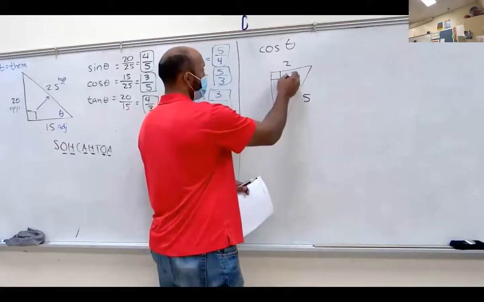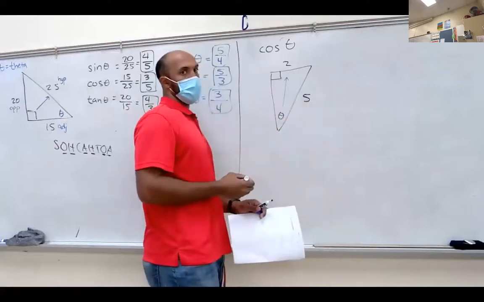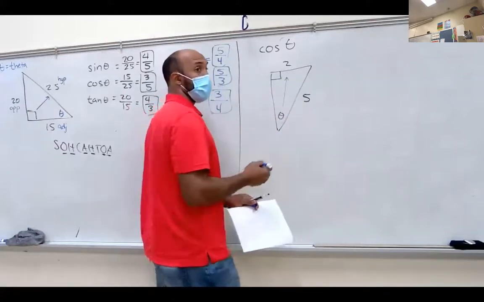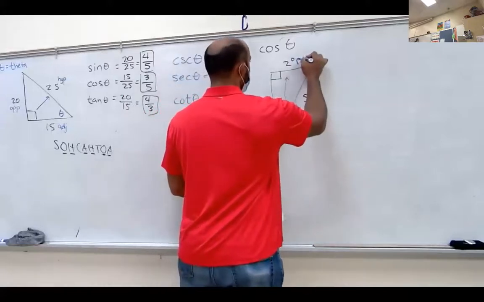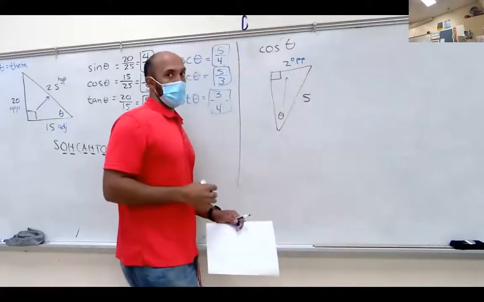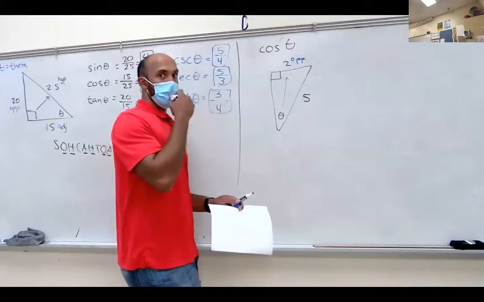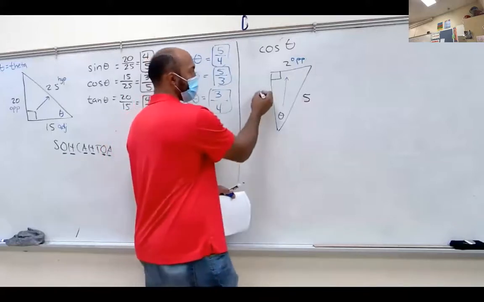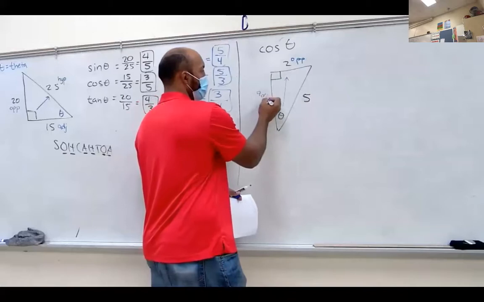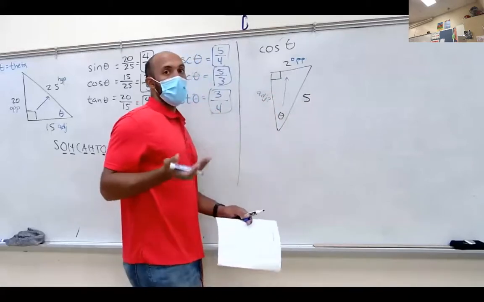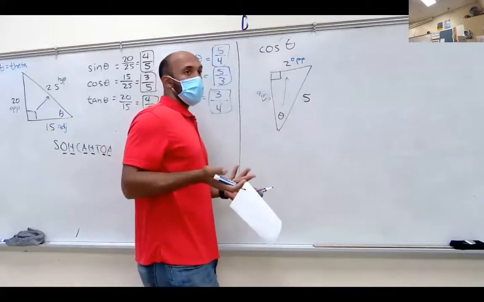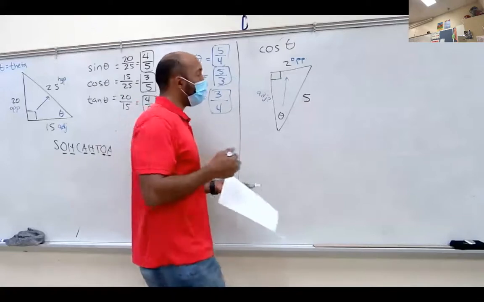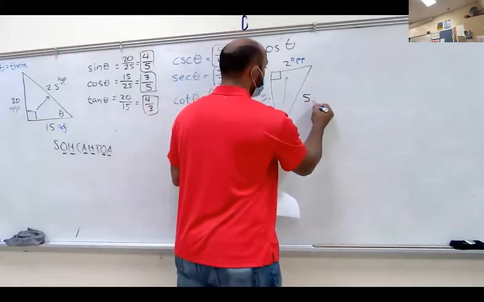This side across from it, which side is that? It's the opposite side. But cosine, we don't want the opposite side, we want the adjacent side. The adjacent side is right here. The issue is we don't have that side, we don't have the length for it. So we have to find it. And then 5 is our hypotenuse.